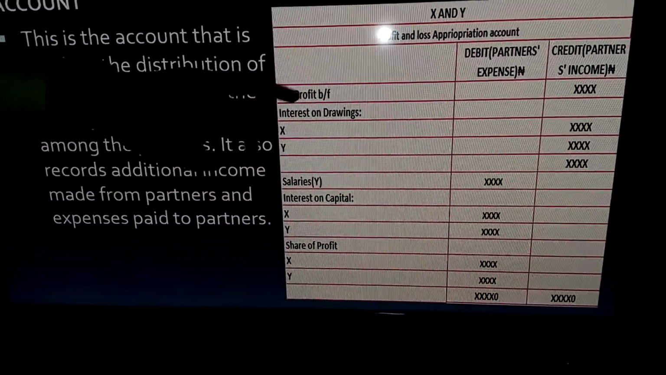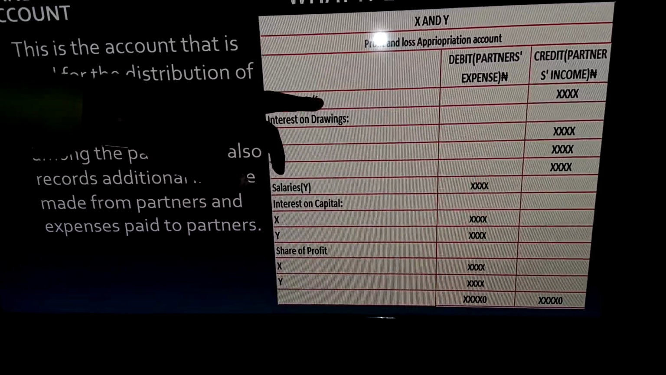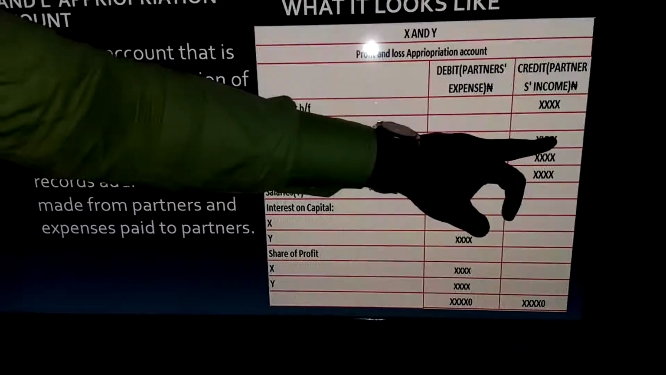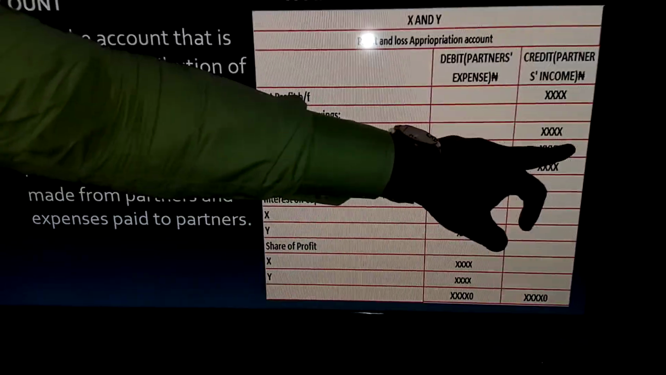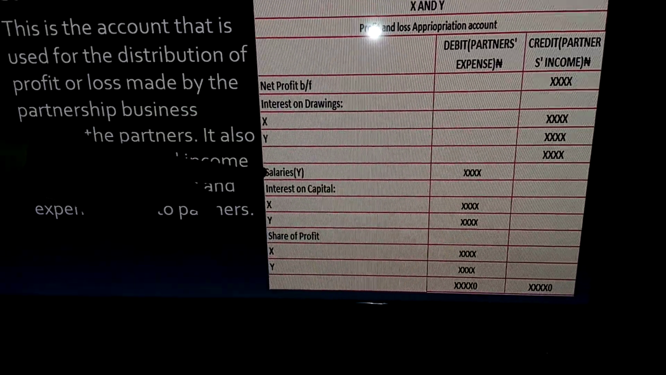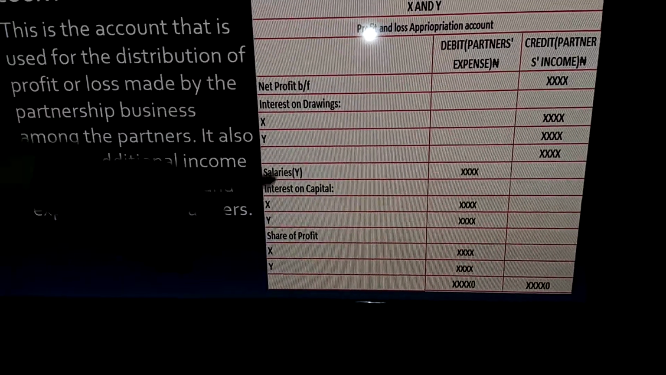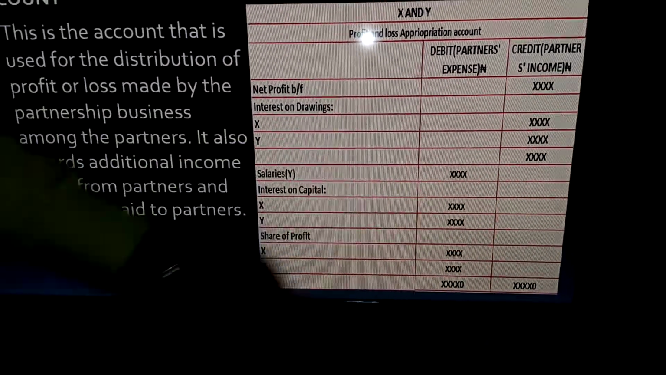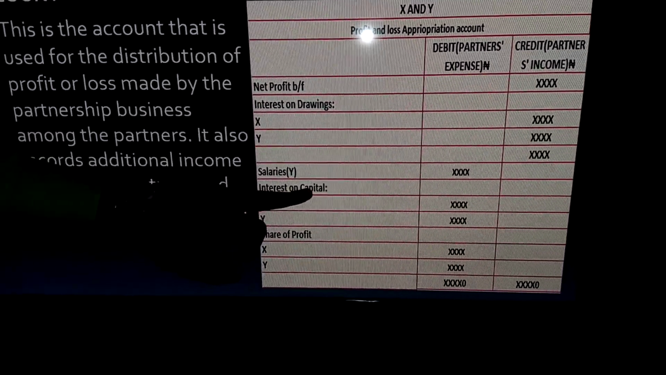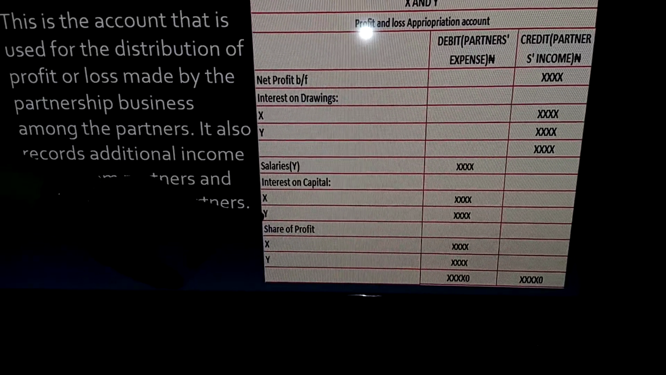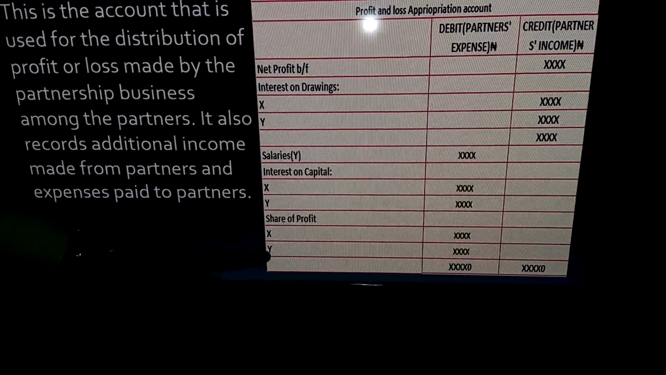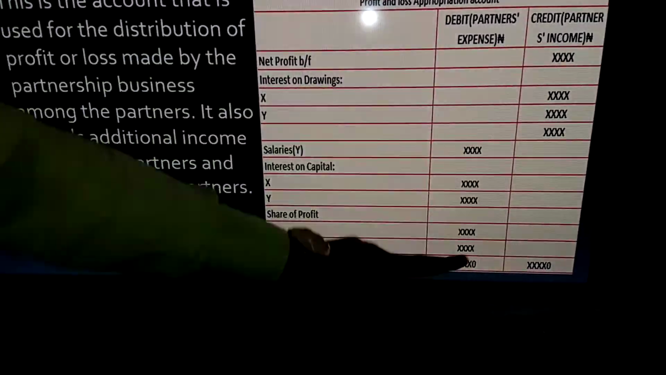So we have, for instance, net profit brought forward, which is the profit from the trading profit and loss account. Then we now have interest on drawings. The partners are paying the business. So X is paying, Y is paying. So if you add these three, 1, 2, 3, you have this. Okay. Now we now have salaries. It's possible that you give some partners salaries. So in this scenario, we're paying Y salaries. You take it out. Interest on capital. The partners brought capital to the business, and the business paid them interest for the capital. So when we calculate it, we have for X, we have for Y. We pay them. So whatever is remaining, we now share it among the partners, X and Y. So at the end of the day, everything is what? Equal.